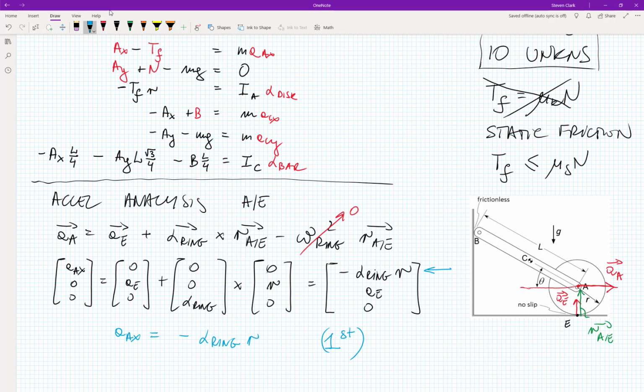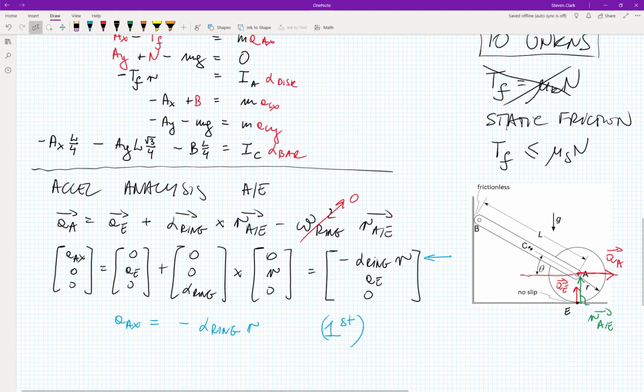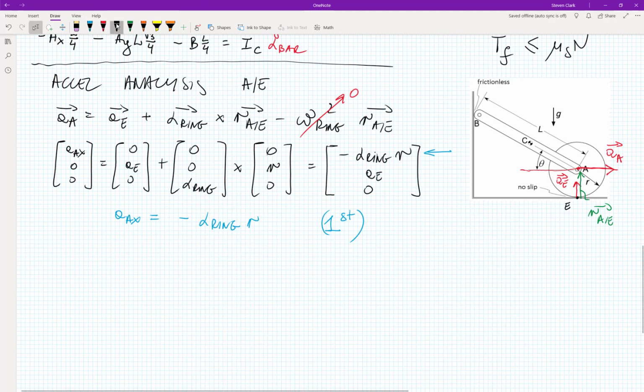Okay, so we must do 2 more acceleration analyses, guys. I hope you are ready for that. If you are not, you must prepare yourself for that. Okay, the next acceleration analysis will be between B and A.